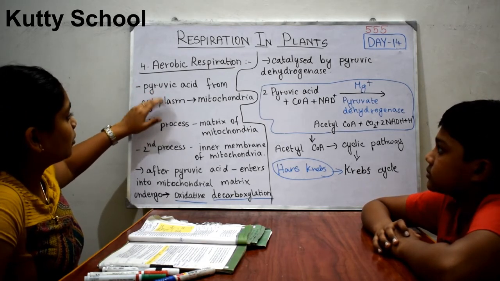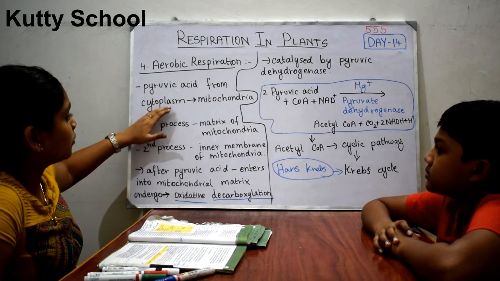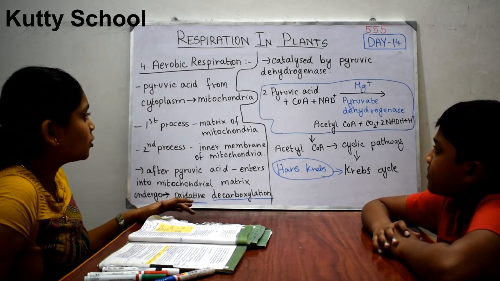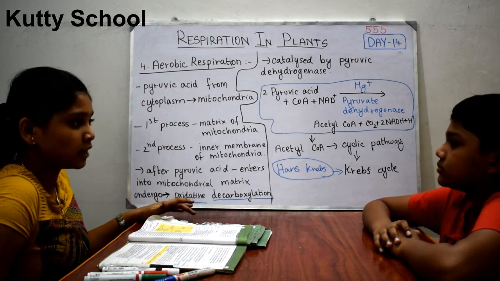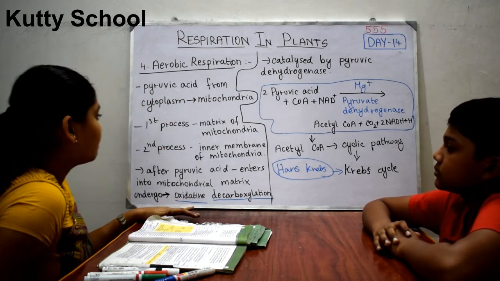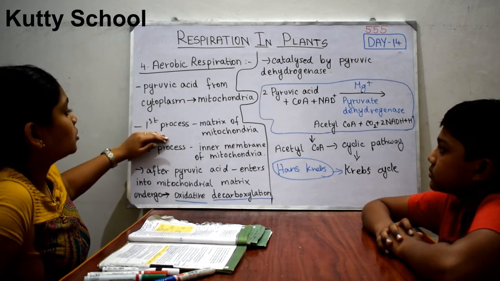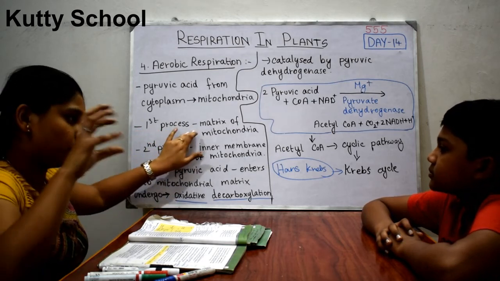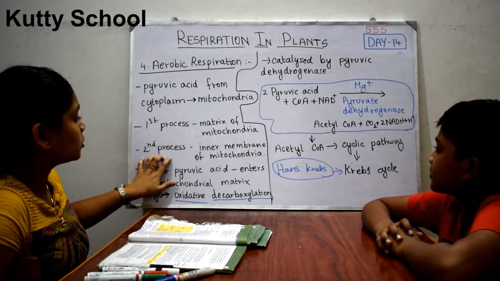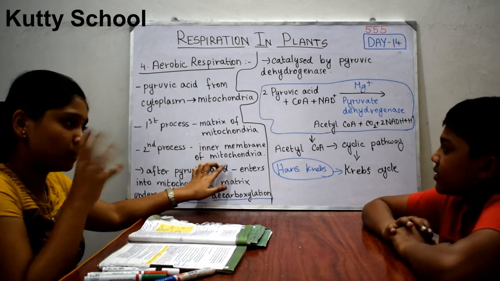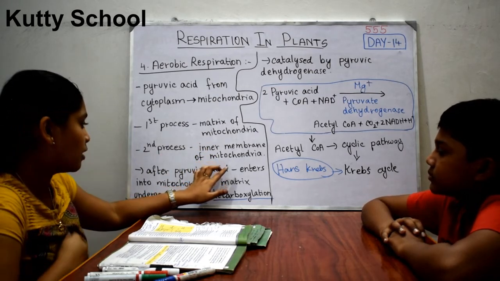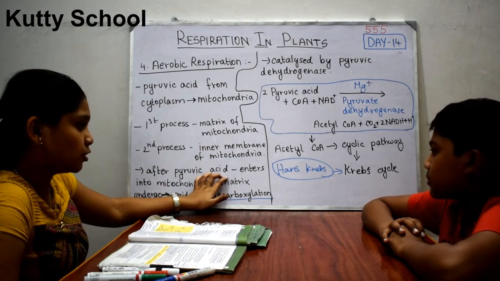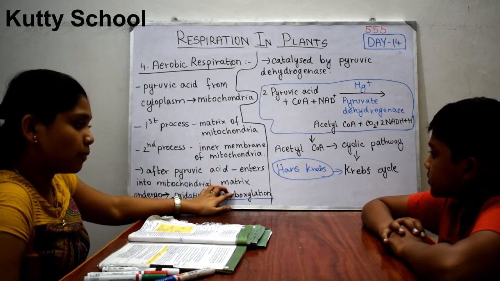This pyruvic acid has to be transported from the cytoplasm to the mitochondria in the cells, because the mitochondria is the energy house of the cell. It produces ATP. The first process occurs inside the matrix of mitochondria, and the second process occurs in the inner membrane of mitochondria. The pyruvic acid produced in the cytoplasm enters the mitochondrial matrix.